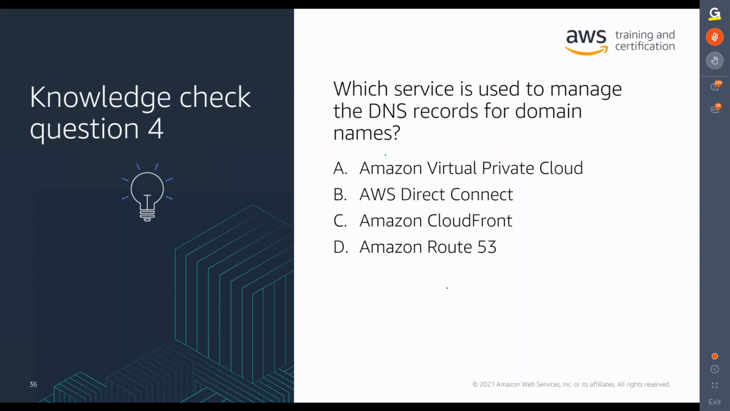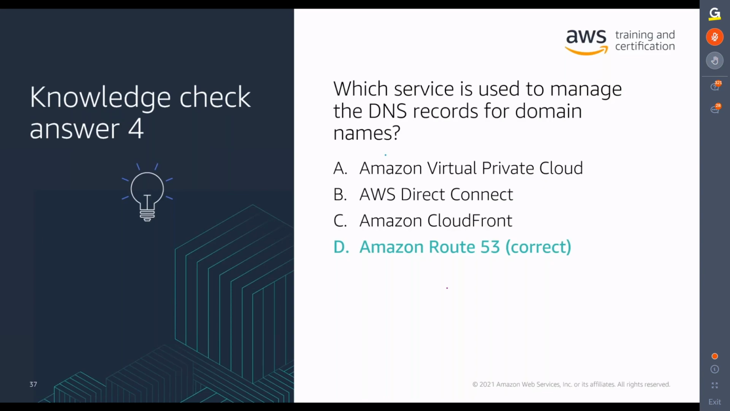Which service is used to manage the DNS records for domain names? So what's the name of the Amazon service that does DNS name to IP address resolution? All right, I'm seeing some D's in the chat. That is correct. It is Route 53. Route 53 is the name of the Amazon service that provides name to IP address resolution.